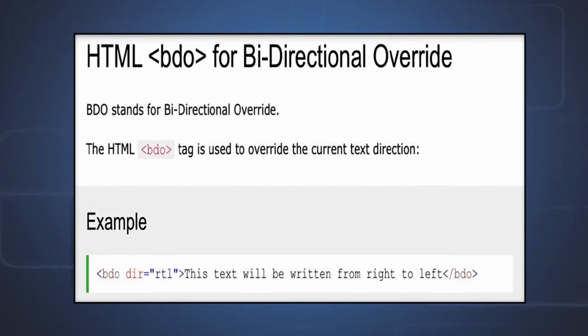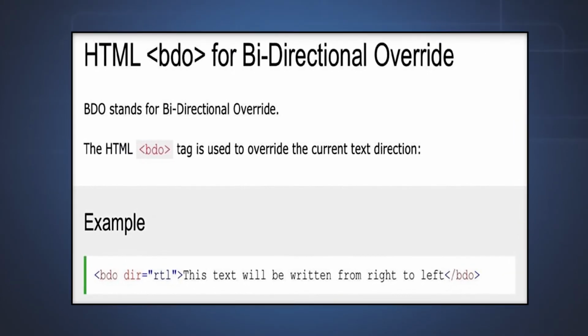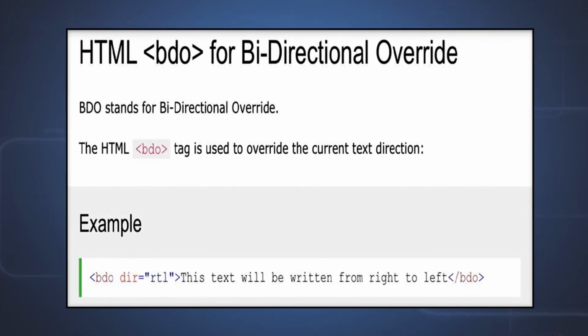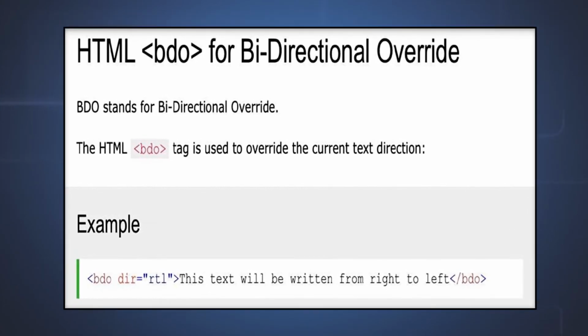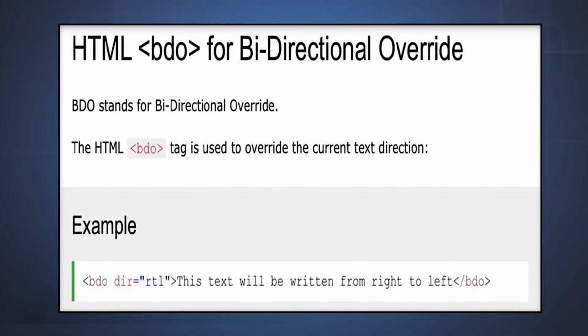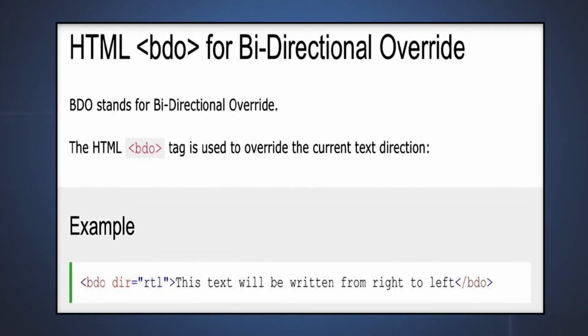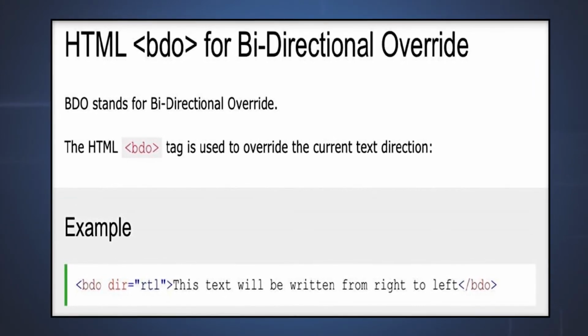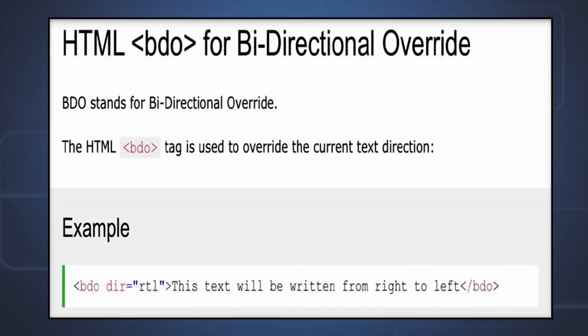Then we have the BDO tag for bidirectional purposes. BDO stands for bidirectional override. The HTML BDO tag is used to override the current text direction. For example, BDO dir equals RTL: this text will be written from right to left, and close the BDO tag.